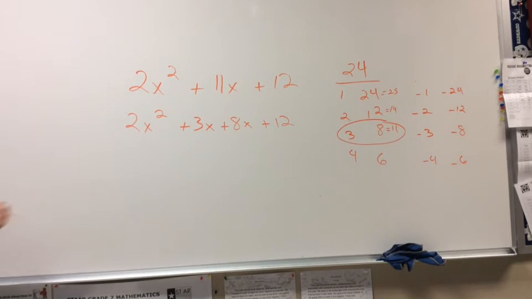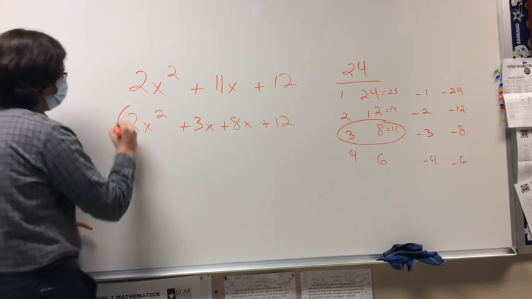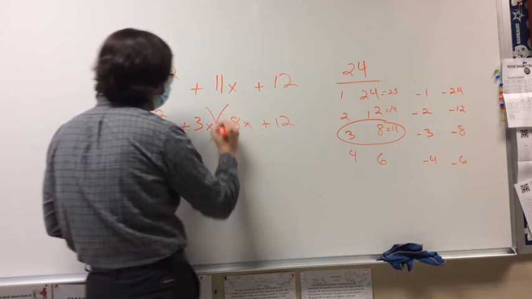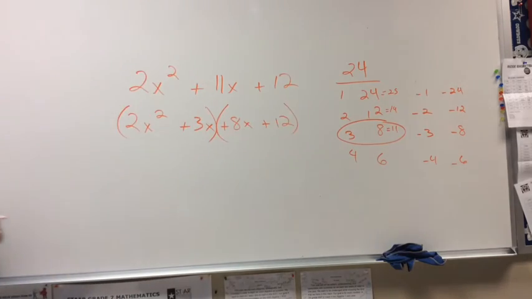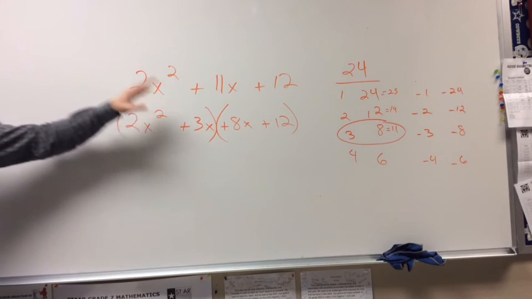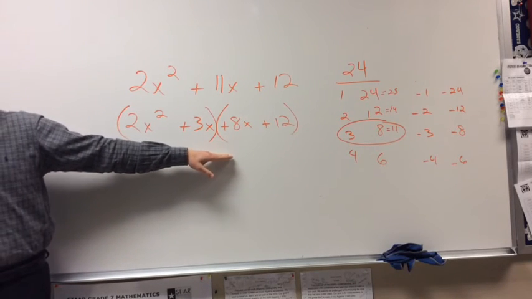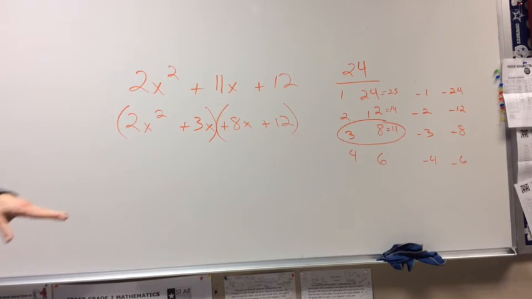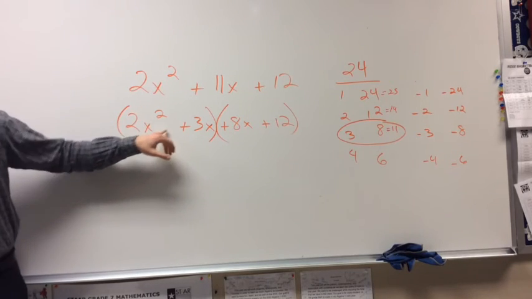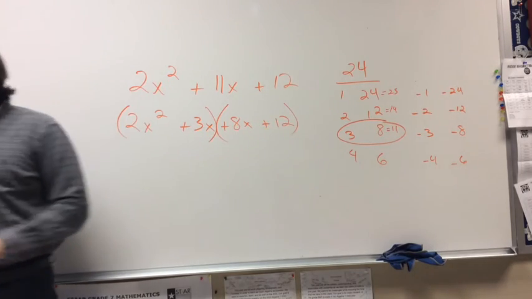All right, now watch this next step. I'm going to take the first two terms and put those in parentheses. I'm going to take the second two terms and put those in parentheses. Because again, what are we trying to do? We're trying to take this trinomial and convert it into two binomials. Okay, is everybody with me there? 2x squared plus 3x, 8x plus 12.